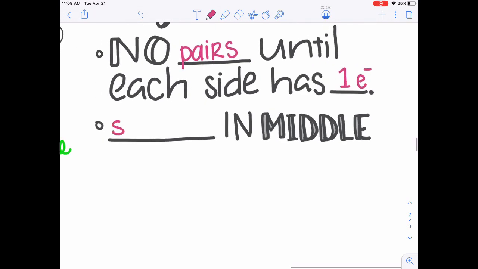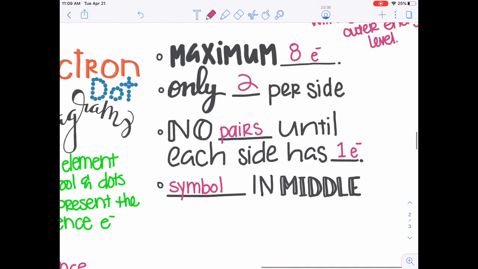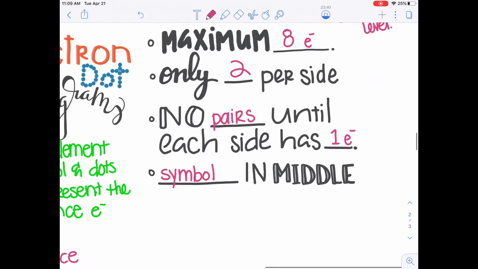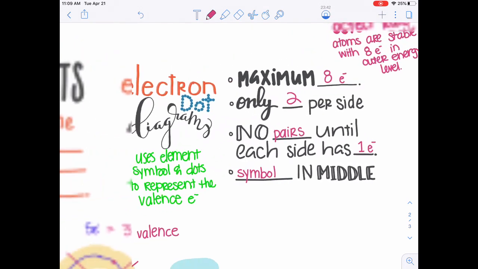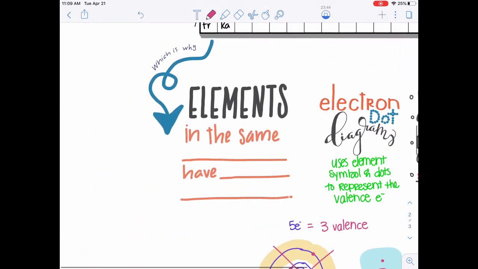This last one is probably a given by now, but the symbol is what we put in the middle. So a few notes there to always follow when we do electron dot diagrams.